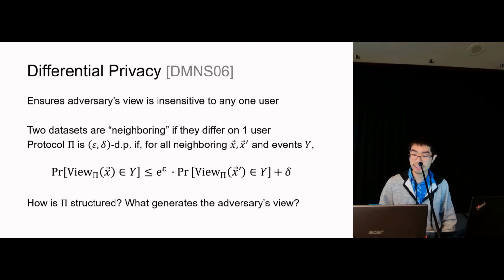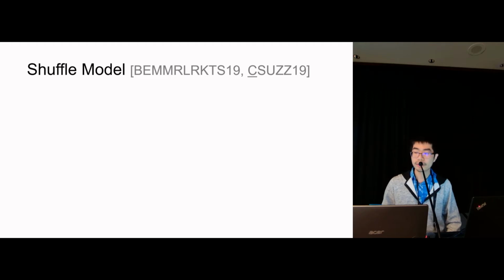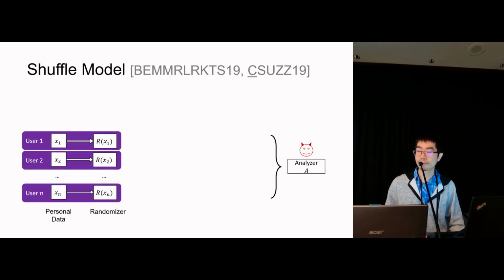But the question we have to ask is, how is this protocol structured, and who generates that view that we're going to be looking at? Right, so in our work, we studied the shuffle model. It has its roots in Bittau et al. and was formally defined in my work. We modeled the analyzer as being untrustworthy. The adversary could control it, which means users perform local randomization to protect their data.